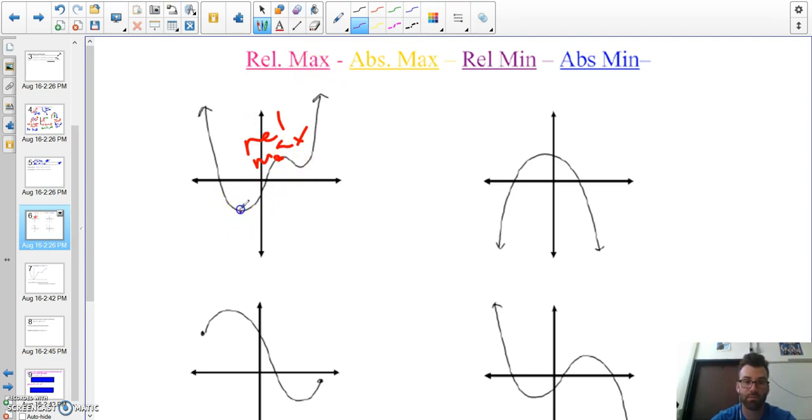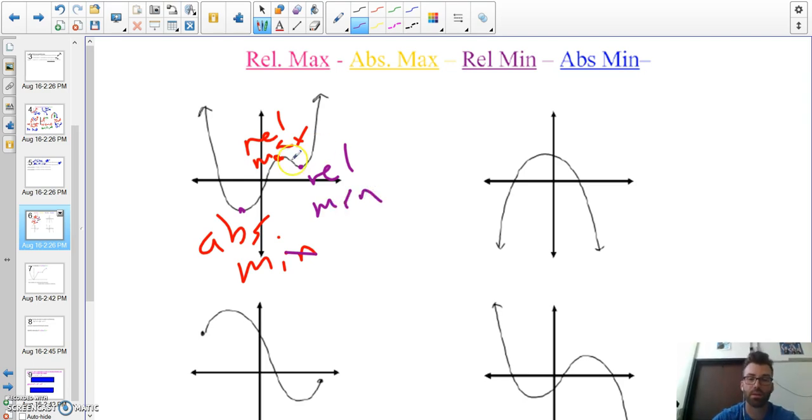Let's identify our minimums next. Here's a minimum, and here's a minimum. Minimums, remember, happen when I go from decreasing to increasing. First, let's look here. Is this the absolute lowest point on our graph? It is, so this would be considered an absolute minimum. This other one, since it's not the absolute, has to be a relative min, because relative to all other points around it, it is the lowest.